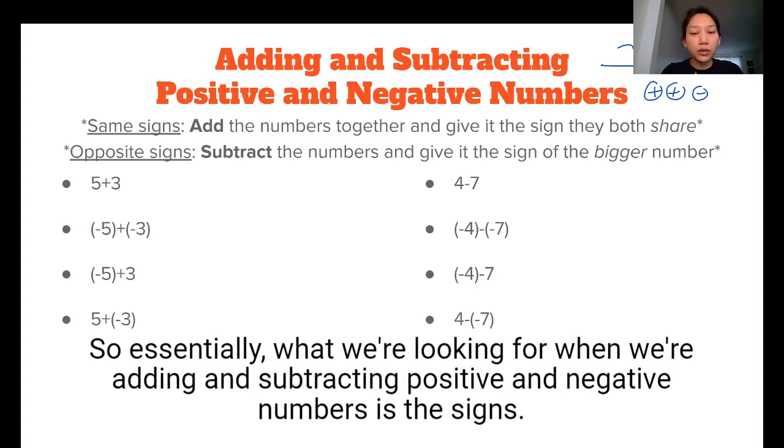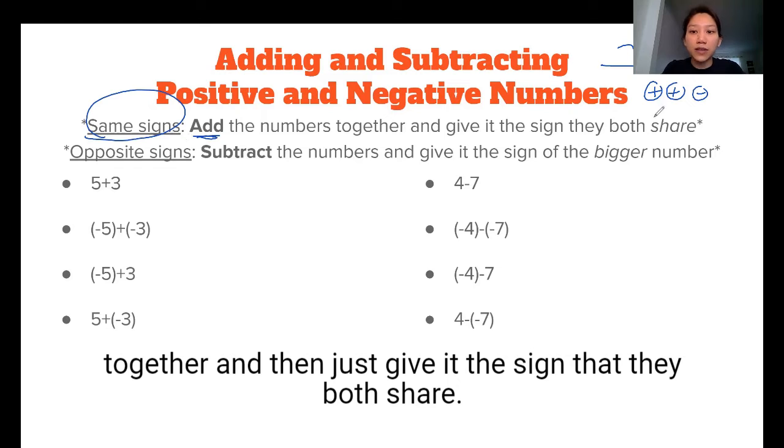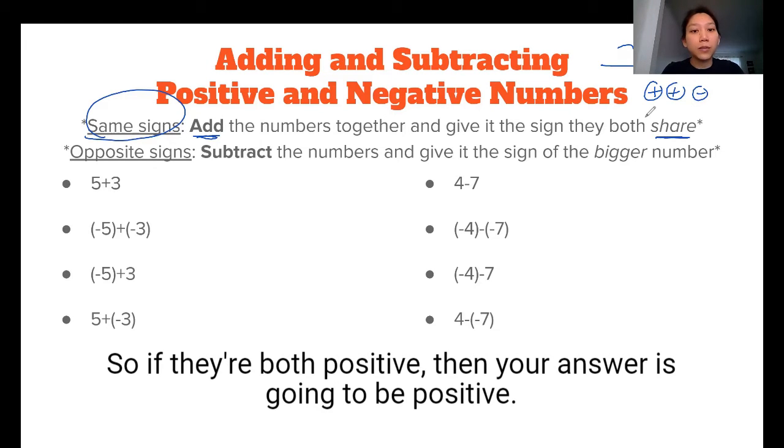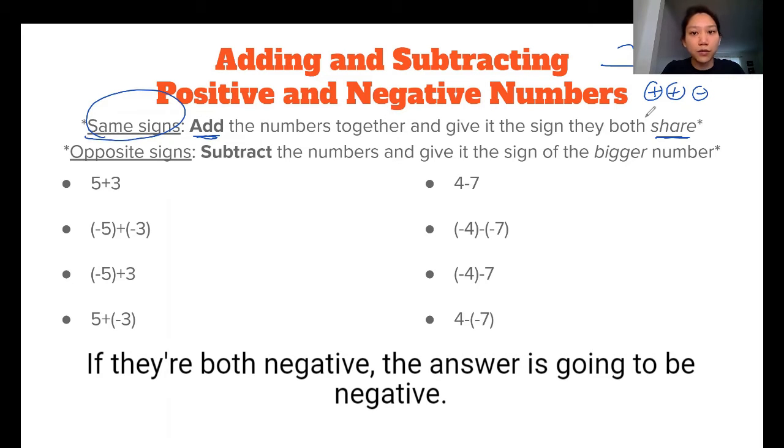So essentially what we're looking for when we're adding and subtracting positive and negative numbers is the signs, okay? If they're the same signs, then we're going to add the numbers together and then just give it the sign that they both share. So if they're both positive, then your answer is going to be positive. If they're both negative, the answer is going to be negative.